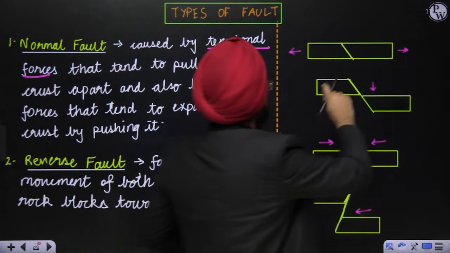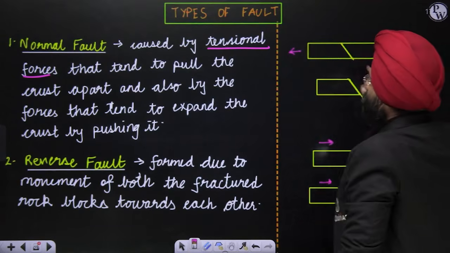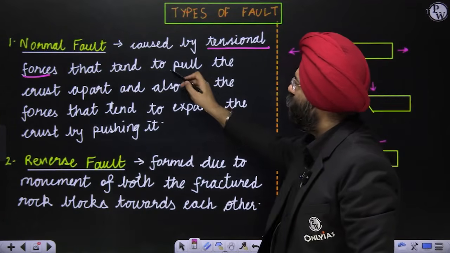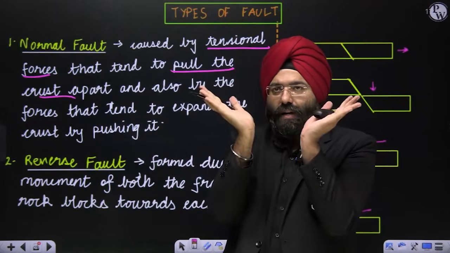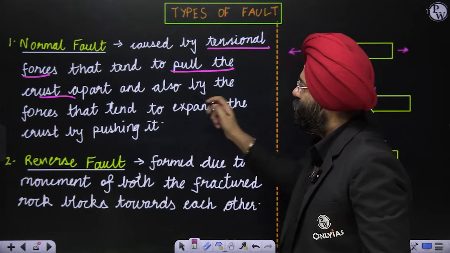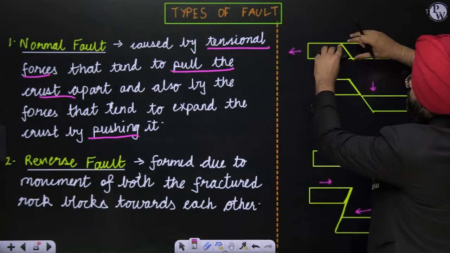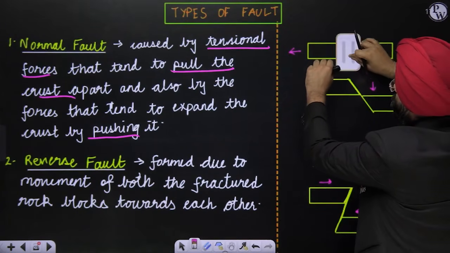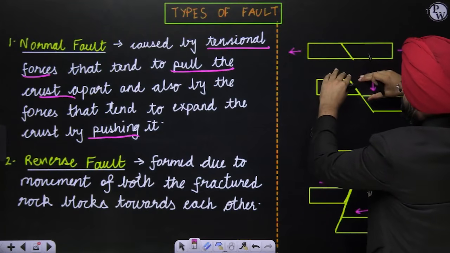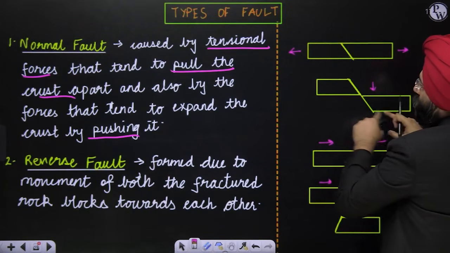That means diverging forces are being exerted. Now these diverging forces tend to pull the crust apart. Obviously, it is going to pull the crust apart, and also the forces that tend to expand are pushing. By that means, these tensional forces create a fault, and this part might move down. Now this is known as a normal fault.